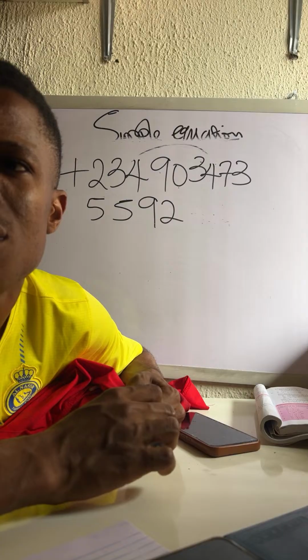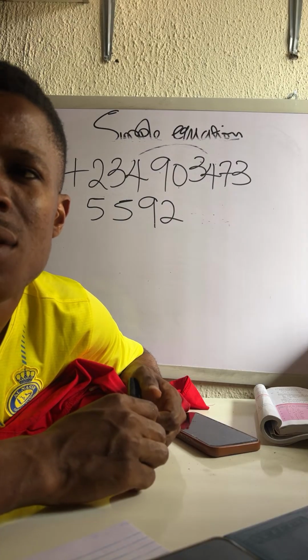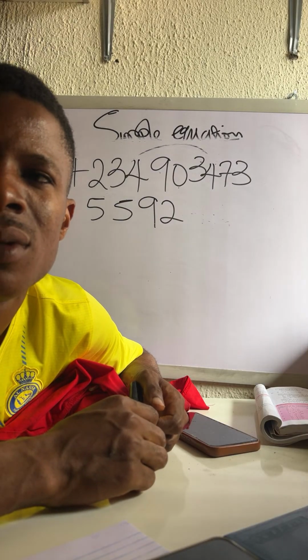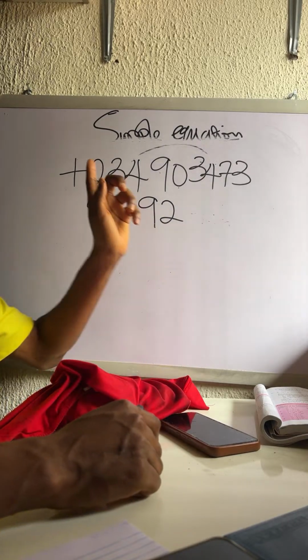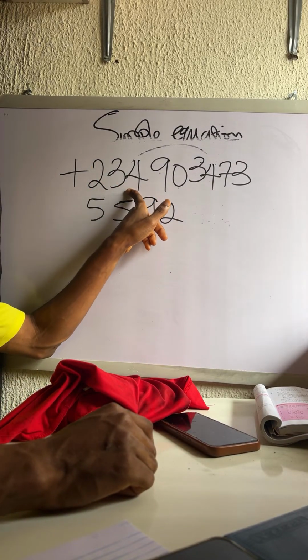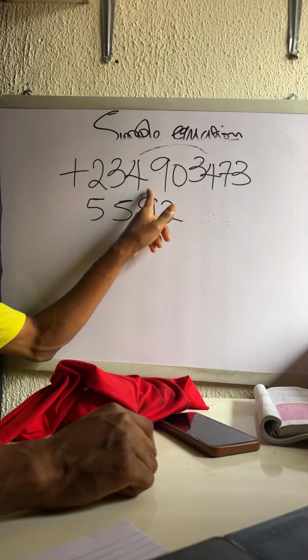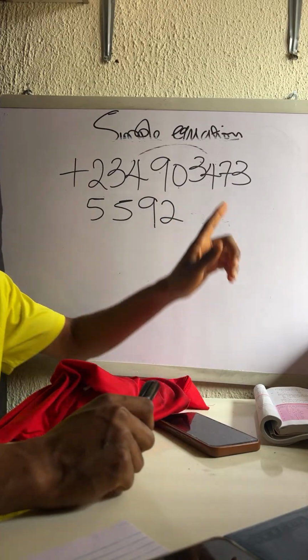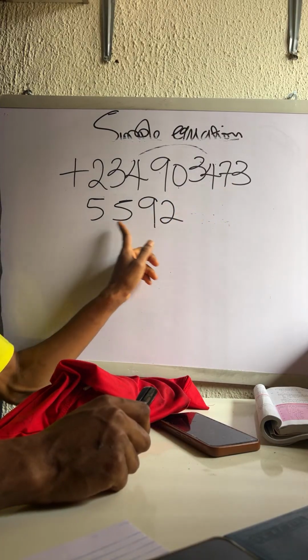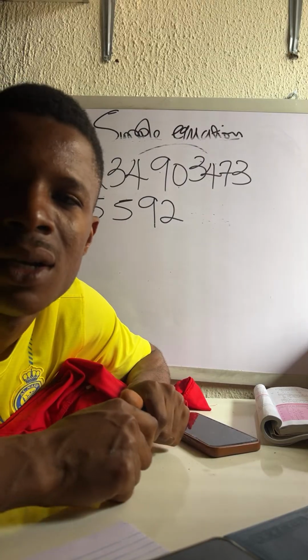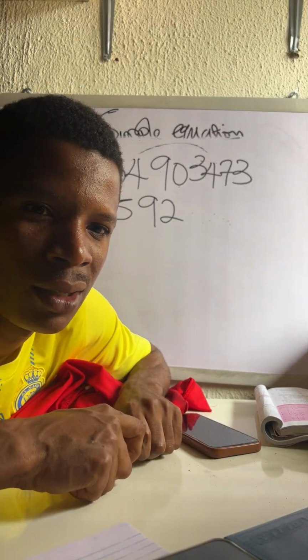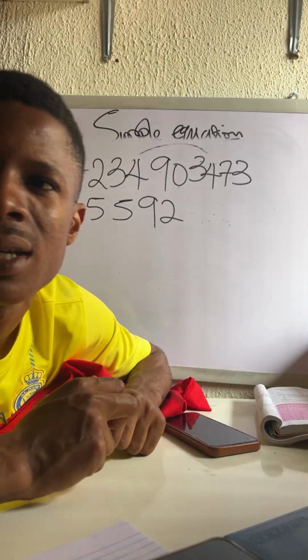Where are you watching from? Before you add my number, you should add my country code. That's why I added the country code. 234 347 355 92. That's my number. Just send a WhatsApp text, you can get me.